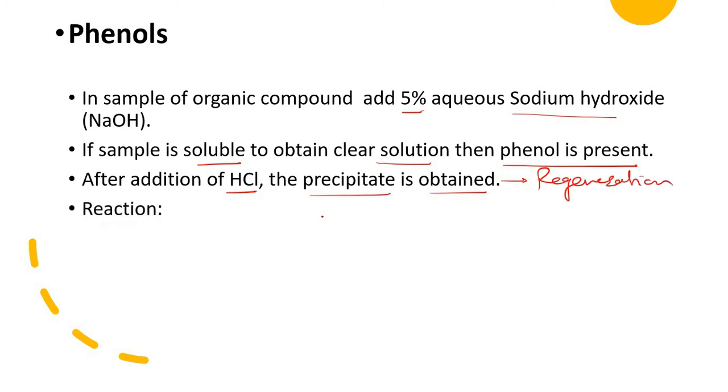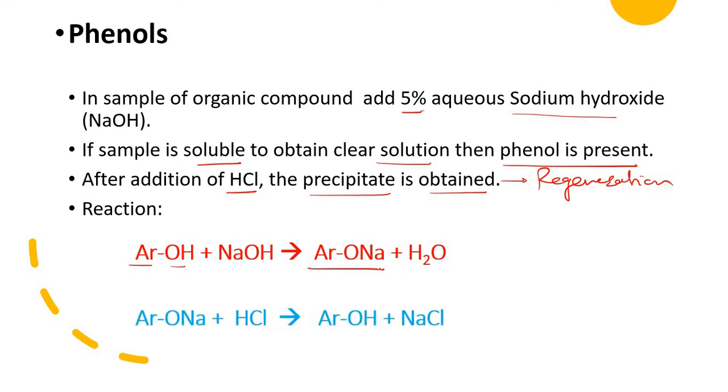The reaction is given like this: ArOH, a phenol functional group, when we add sodium hydroxide solution, forms phenoxide ion, that is sodium phenoxide. In the next step, if we treat this sodium phenoxide with HCl solution, there is a regeneration of phenol again. So this is the reaction.